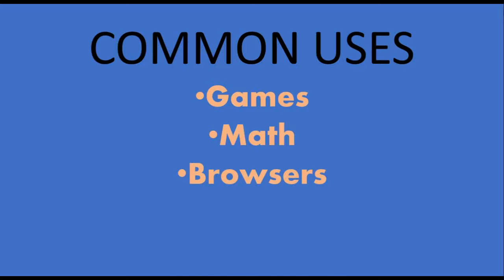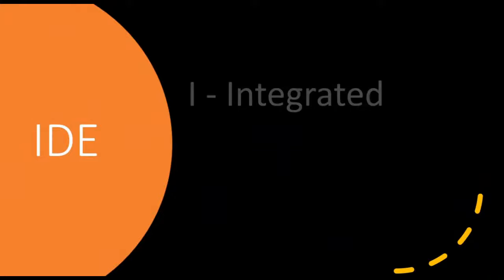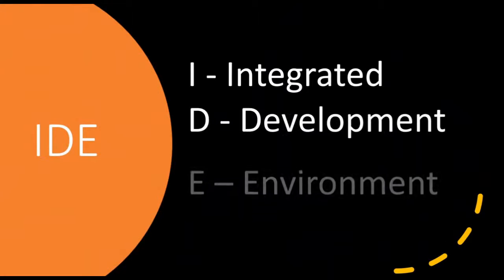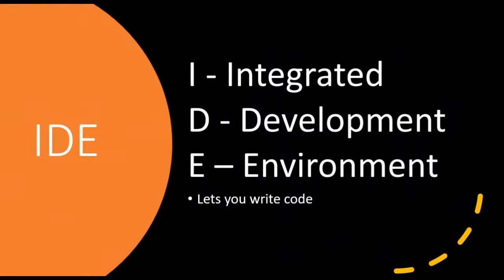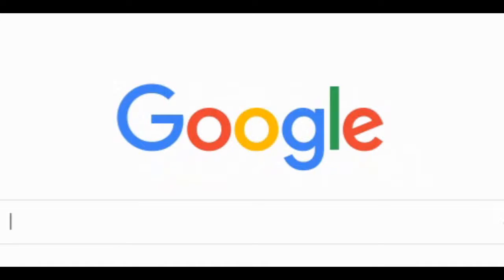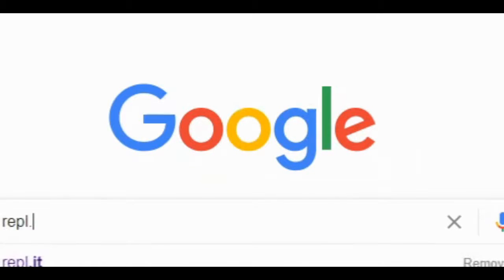C++ is a very powerful programming language and has many uses, including but not limited to games, math, and browsers. To be able to use C++, you need an IDE. An IDE stands for Integrated Development Environment, and it allows you to write code and allows the computer to understand the code that you write. The IDE that we'll be using in this tutorial is called repl.it.